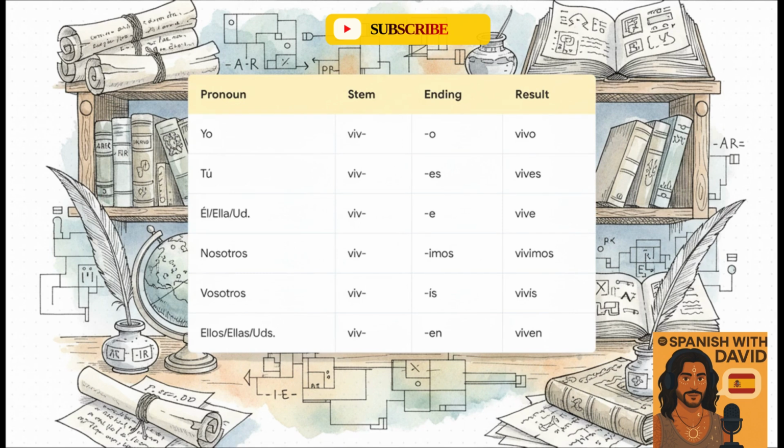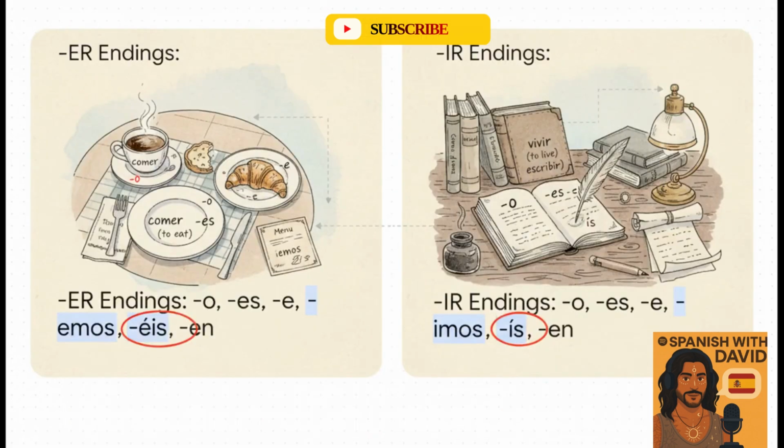But there are 2 very small, very important differences. Can you spot them? And here is the big reveal. When you put the endings for ER and IR verbs right next to each other, you see just how alike they are. I mean, look, the forms for I, you, he, she, and they are 100% identical. The only 2 spots where they differ are for we and you all. For we, ER verbs use emos, while IR verbs use imos. And for you all, it's éis versus ís. That is it. So if you learn one of these patterns, you've pretty much already learned the other.